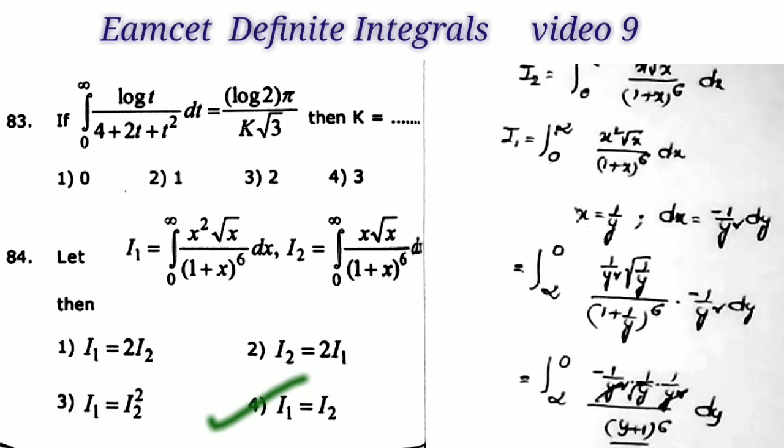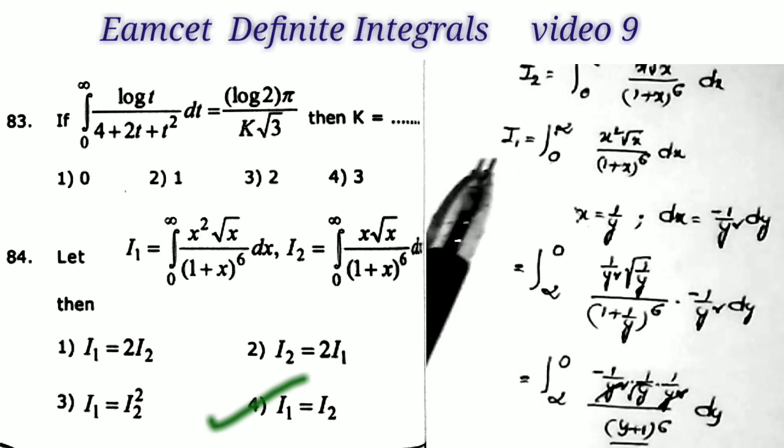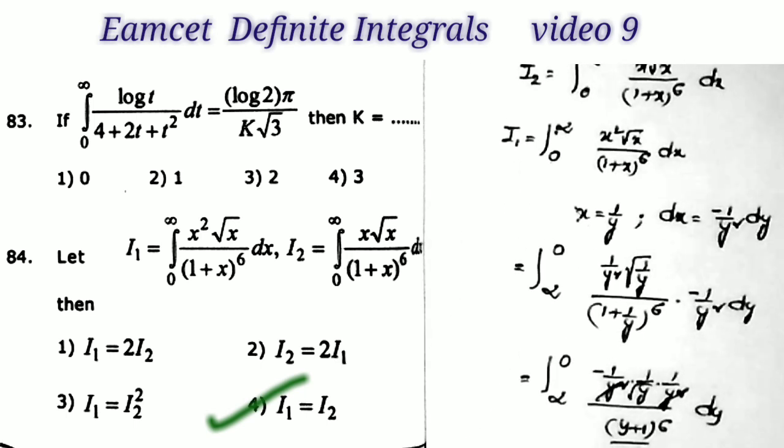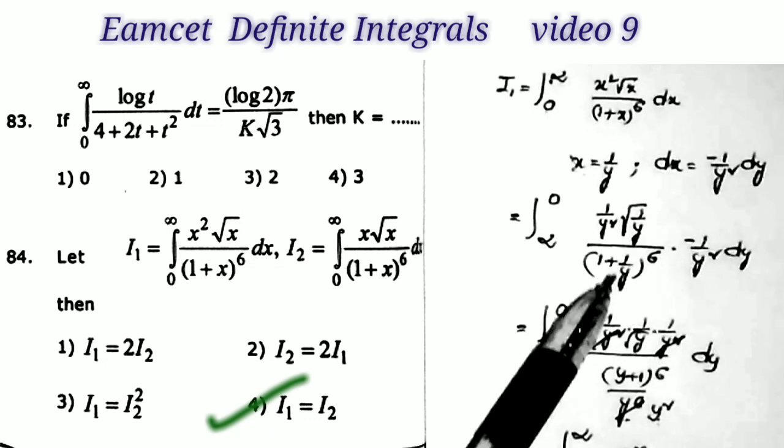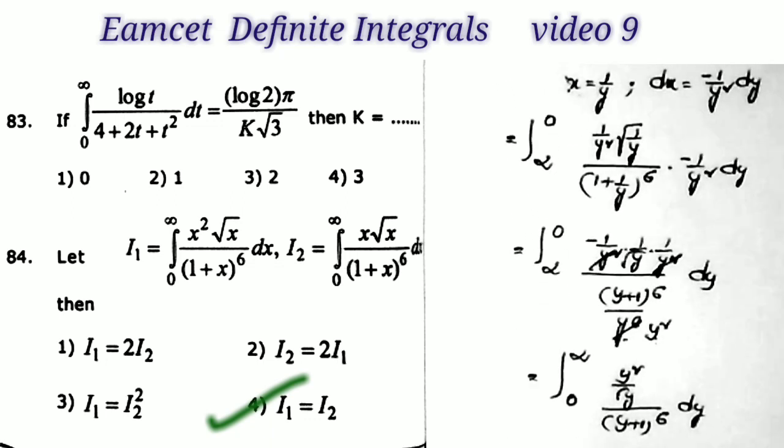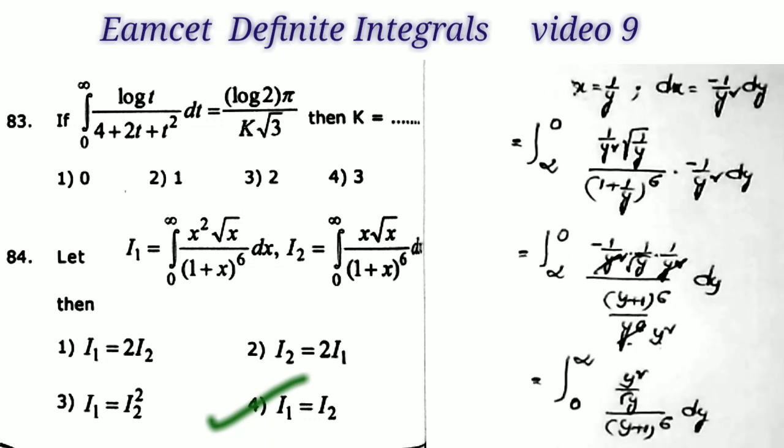First we take the first integration and replace x is equal to 1 by y in the first integration. After simplification, directly here we will get the second integration, which is nothing but I2. That's all. That is the answer.